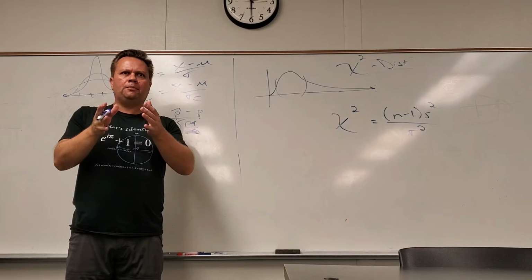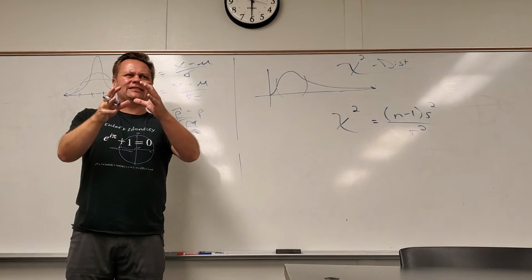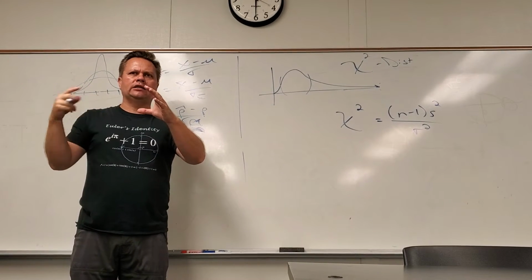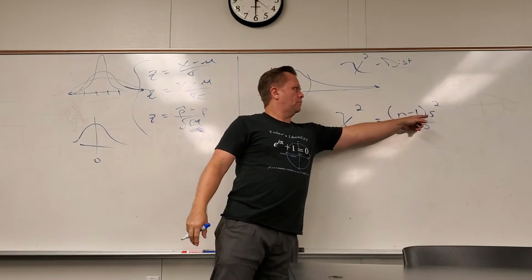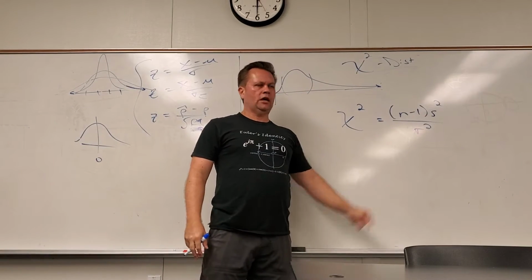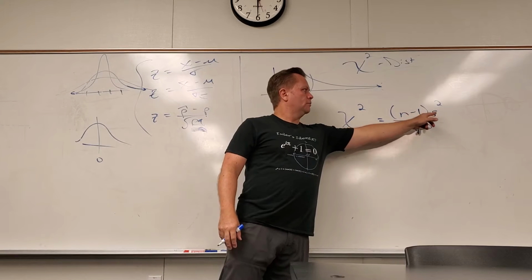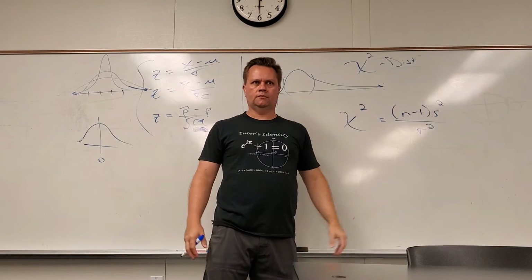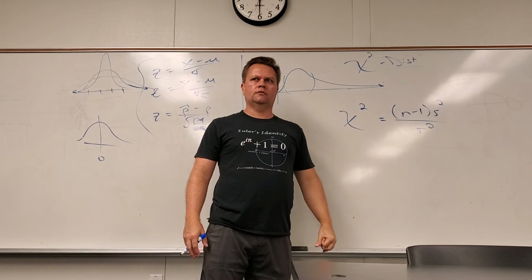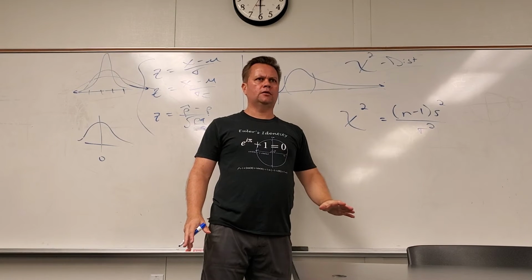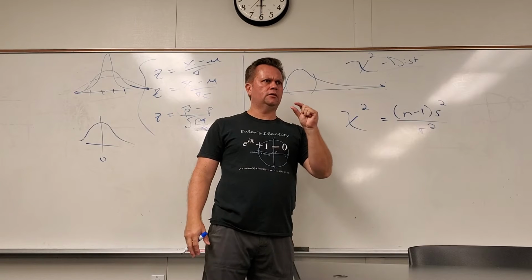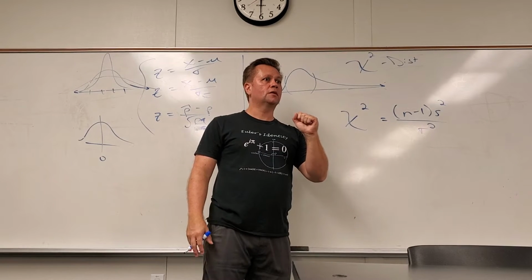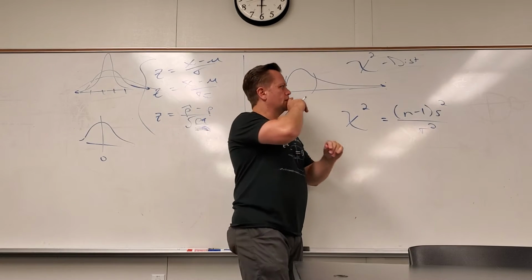So if I took a sample and I find its S, how do I calculate the chi-square score for that? I plug it in this formula. How big was your sample, n, multiplied by what you found, S squared, divided by the standard deviation of the population, sigma squared. You guys kind of with me? A little bit? All right, so let's do this.